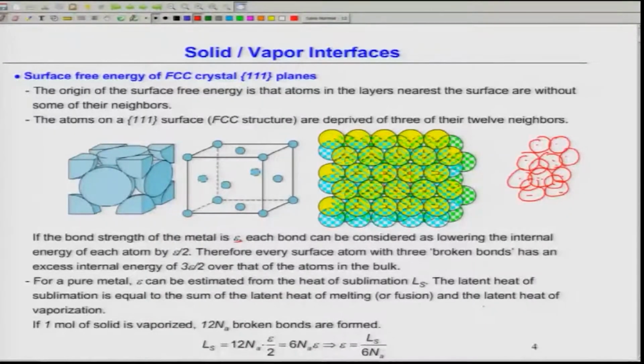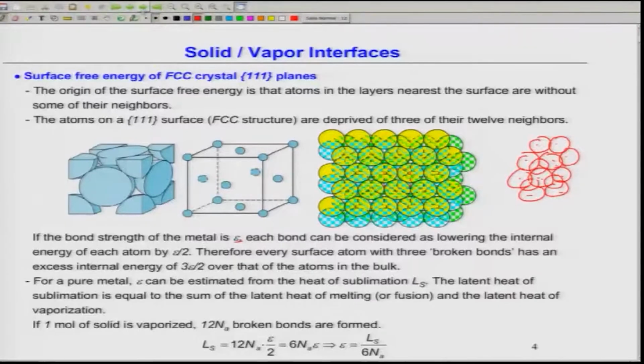Now, forget about all this, suppose you have 1 mole of solid that has vaporized. So, that means a total of 12 into Na bonds are broken, where Na is the Avogadro number. Therefore, I can write that the latent heat of sublimation must be equal to the total number of bonds multiplied by the bond energy, that is epsilon by 2. That gives you epsilon is nothing but Ls by 6 Na. This is a simple order of magnitude calculation. If I know Ls, the latent heat, and I have 1 mole, then I can simply calculate the bond energy as Ls by 6 Na.